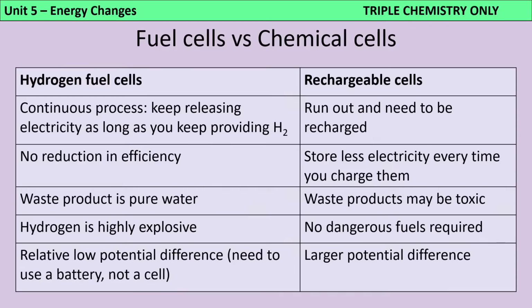For the hydrogen fuel cells, the only waste product is water, which is obviously not toxic and not dangerous, whereas rechargeable cells very often have heavy metals in them and other quite reactive and quite toxic things. But then on the flip side, hydrogen is quite hard to store, quite hard to transport, and highly explosive. Rechargeable cells need nothing dangerous as a fuel. And then your fuel cells have a relatively low potential difference, so we need to use them as a battery, not just an individual cell, whereas rechargeable cells have a larger potential difference.